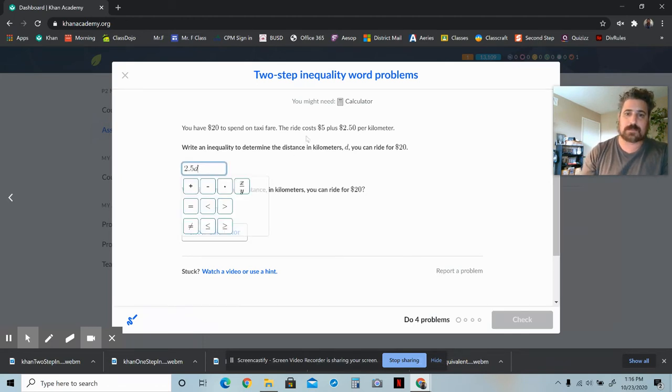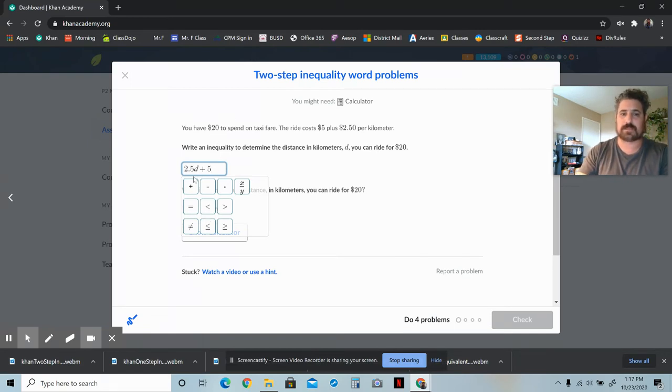The $5 is the cost of the ride, regardless of how far you drive. That's a constant, right? Whether you drive far or short, doesn't make a difference. The distance isn't going to affect that initial cost of $5. So that's your constant. And you want to make sure that you don't spend more than you have. You only have $20, right?